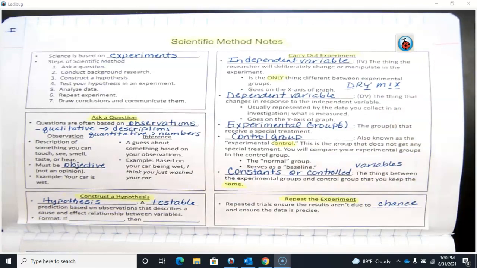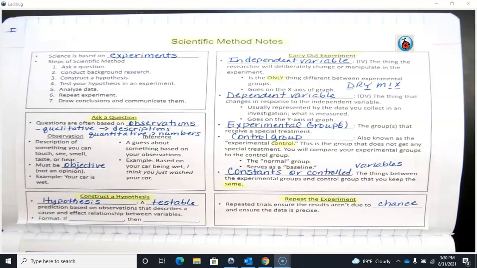Now, however many groups you have set up, the groups that receive the special treatment, meaning the independent variable, are going to be called your experimental groups. Your control group, which to me makes it a little bit confusing, can also be known as the experimental control. This is the group that does not get any special treatment. You will compare your experimental groups to the control group. So sometimes it's considered the normal group. It's going to serve as a baseline. Now, I have to admit, not all experiments have control groups.